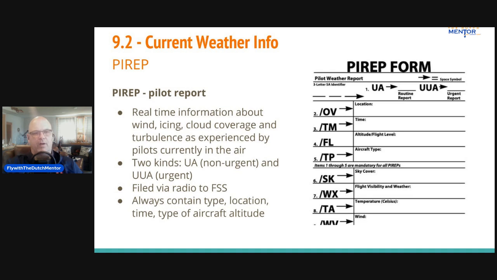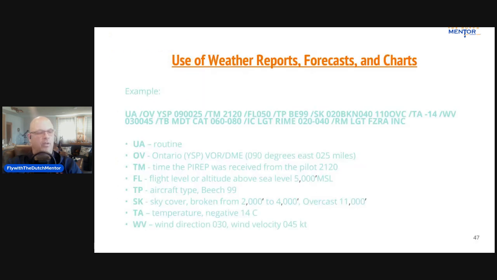Getting PIREPs en route, again, that's in a format that they ask you to follow: location, time, the altitude or flight level, what kind of aircraft you are flying. Talk about the type of sky cover, the flight visibility, the weather, the temperature, and then the winds aloft. The key here is really to provide other pilots in the same type of aircraft and at the same altitude with any things of concern, like moderate to severe turbulence or icing conditions en route.